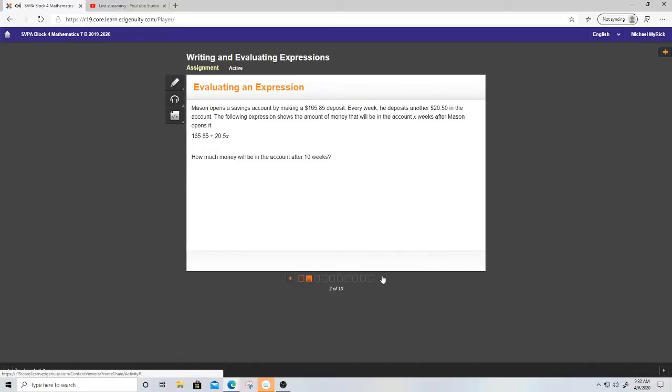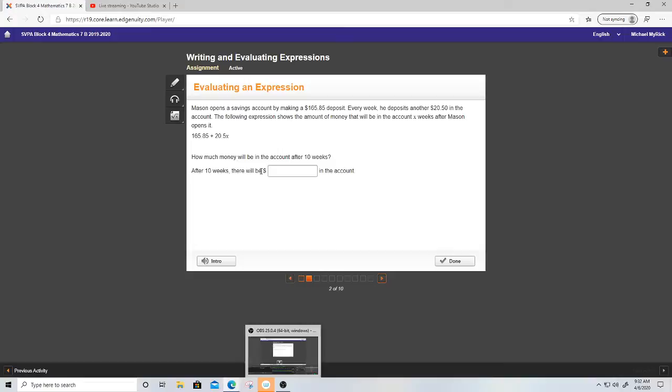So that's how you do those. When you evaluate expressions, they give us the same information, but then they say, in the account after x weeks, they give you a formula. They say after 10 weeks. So what you do is just take your 10 weeks and insert it into the formula.